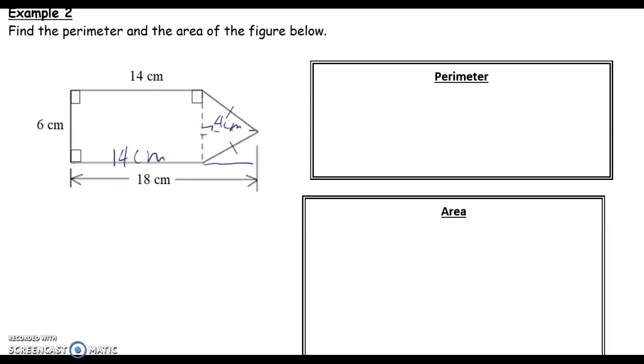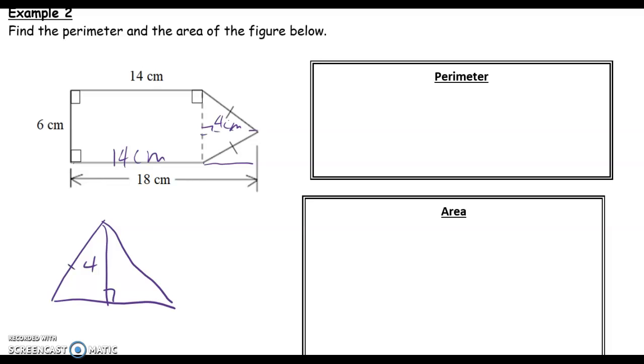So we have an isosceles triangle with a height of 4 centimeters and a base of 6 centimeters, but we don't know the legs here. So I'm just going to kind of draw a bigger version of the triangle. I'm going to put it on its side just to make it a little bit easier to see. Okay? So this length is 4. The total length is 6.